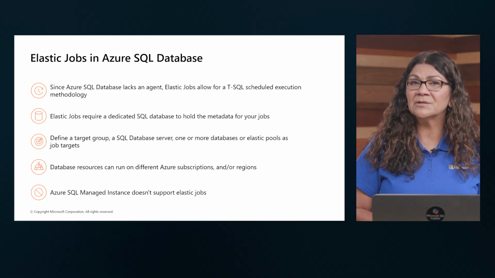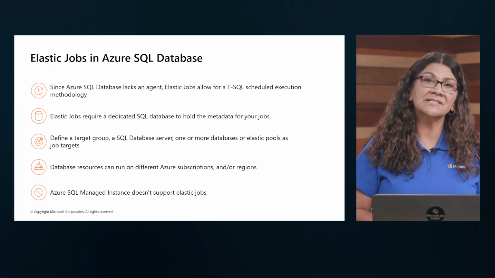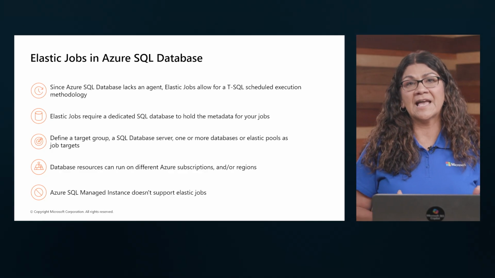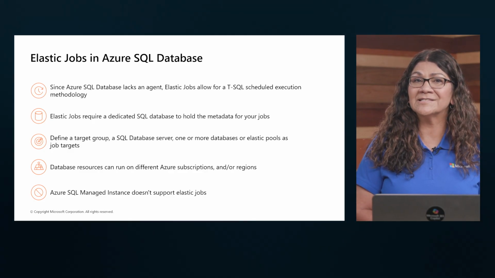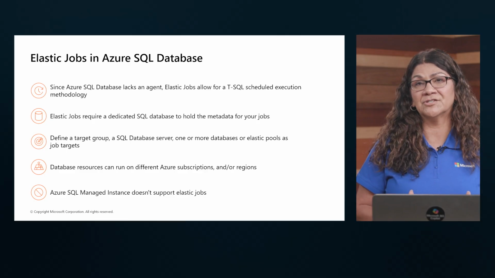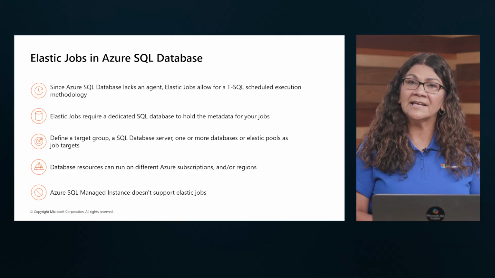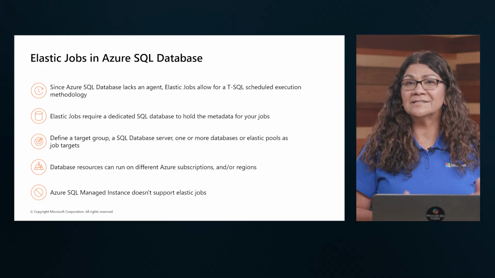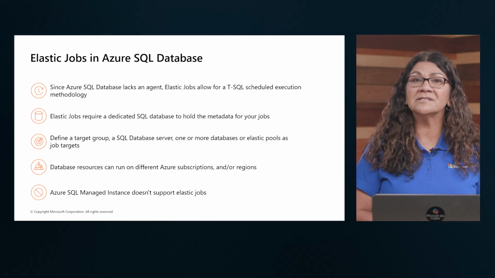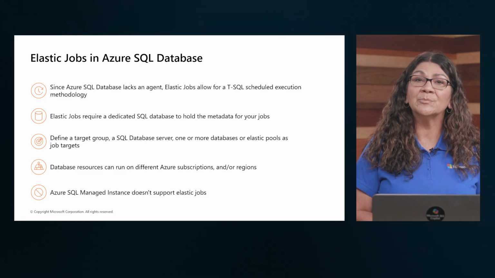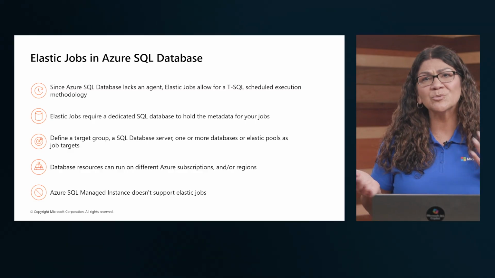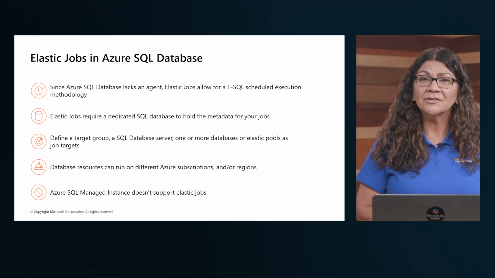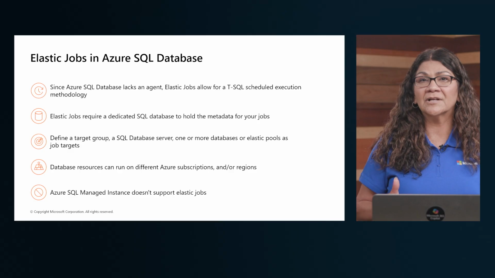Elastic Jobs in Azure SQL Database provide a solution for scheduling and automating T-SQL tasks across multiple databases in environments where Azure SQL Database lacks a built-in job agent. Elastic Jobs require a dedicated job agent and metadata database to manage job definitions and execution history. They allow administrators to define target groups such as individual databases, elastic pools, or entire servers, even across different subscriptions and regions, offering scalability and centralized control.